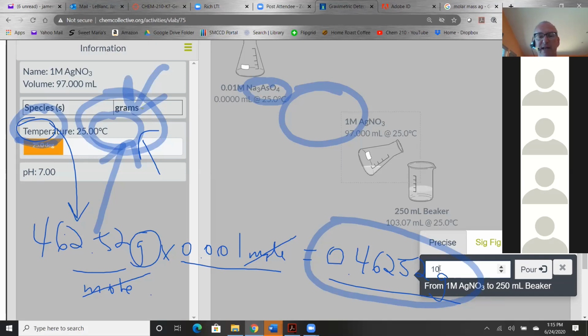So I've added 3 mils so far. If I add 10, that means it'll go up by a factor of 3. So I'll get like around 1.2 grams. No, like probably around 15 milliliters. 15 grams? 15 milliliters. No, I'm adding 10 milliliters of silver.